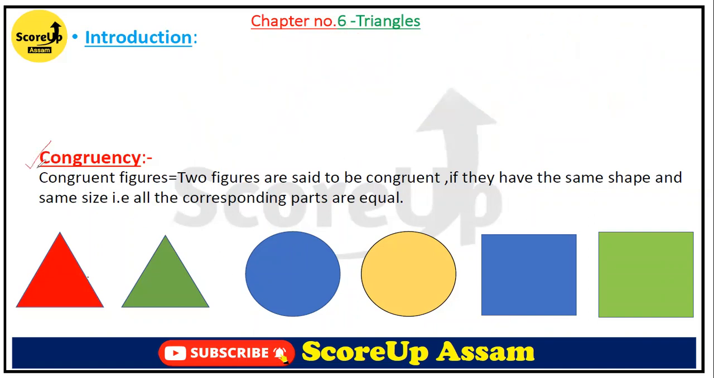our next topic is congruency of triangle. So here you can see congruency of triangle. So what do you mean by congruent figures? See, congruent figures: two figures are said to be congruent if they have the same shape and the same size. That is, all the corresponding parts are equal.